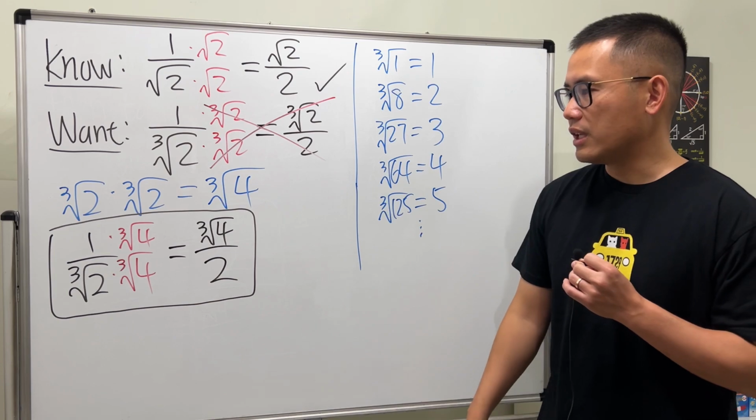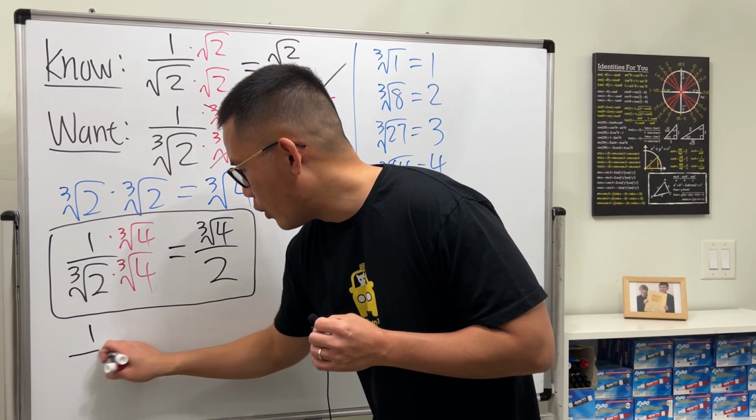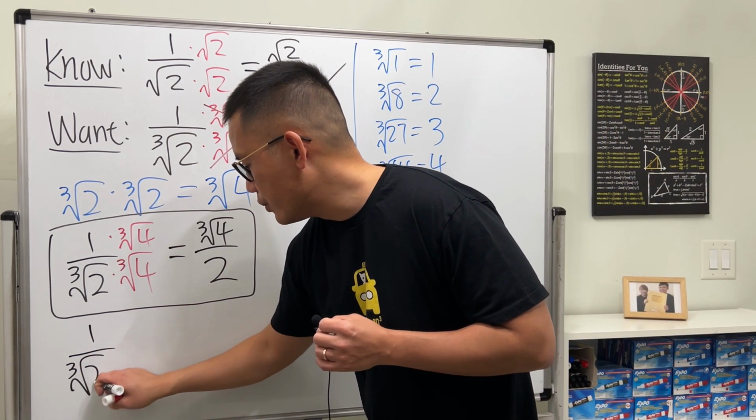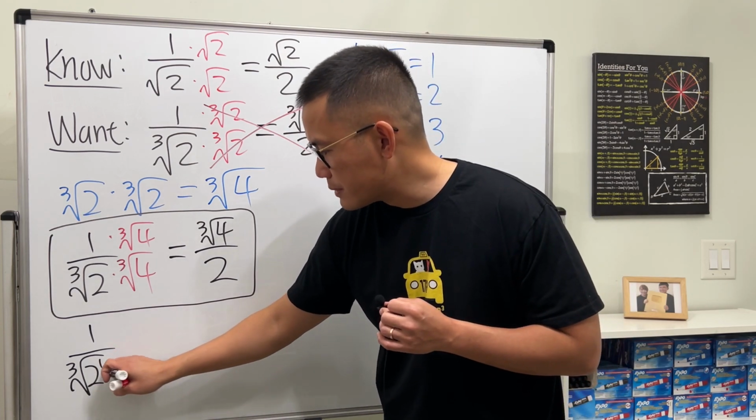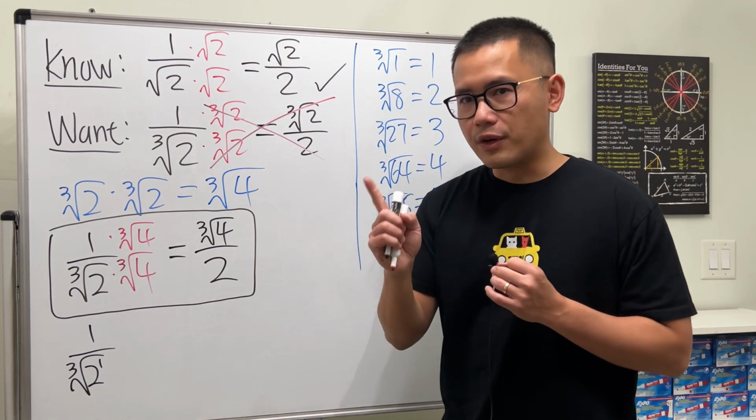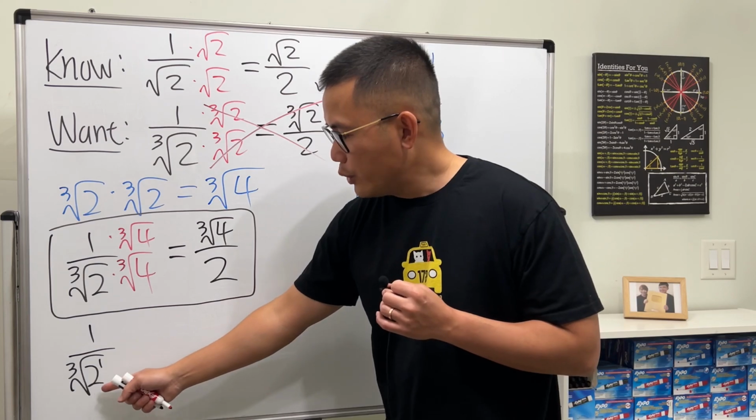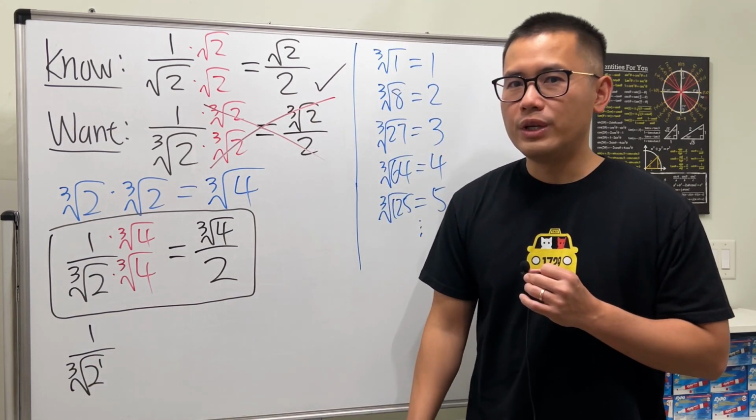But there's another way to think about it. If you have 1 over the cube root of 2, which is the same as 2 to the first power, well, we have the first power already. In order to get out of the cube root, we have to have the third power.